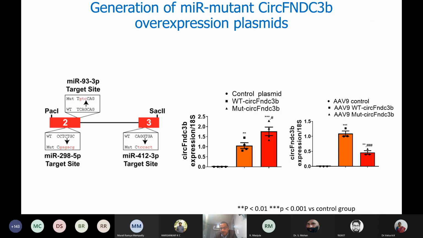So we generated mutant plasmids. We wanted to confirm whether this interaction has a functional relevance or it's just a random thing. As I mentioned, this circular RNA has binding sites for these three microRNAs, so we mutated the binding sites. For example, this is for one microRNA. We mutated it so that it cannot bind. If there's a mutation, this microRNA cannot bind to this. Like that, we mutated all three binding sites in this circular RNA. And we again overexpressed them and confirmed the overexpression by qPCR.